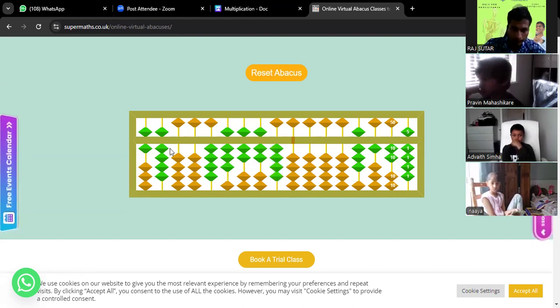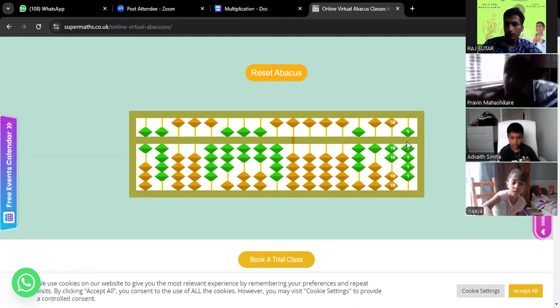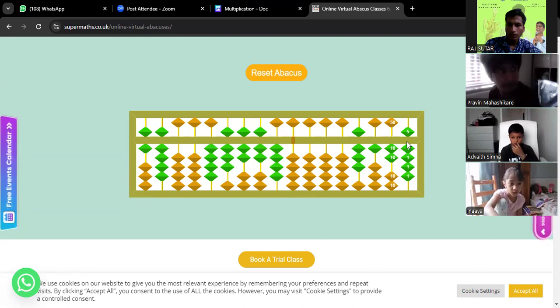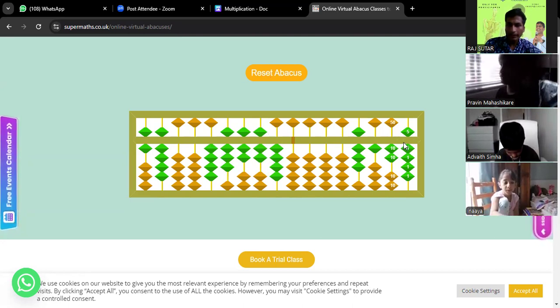Now we are taking the next number. So 9 multiplied by 8. Where will we write, Inaya? 9 times 8 is 72. On which rod? On the 5th rod. We start on the 5th rod. Pranil, are you correct?